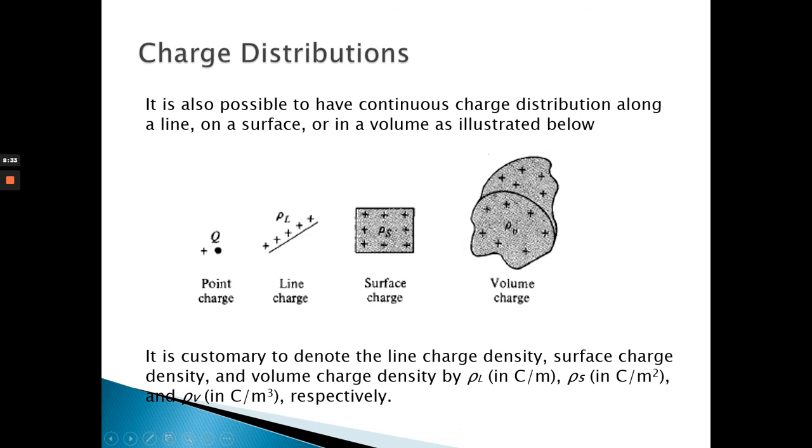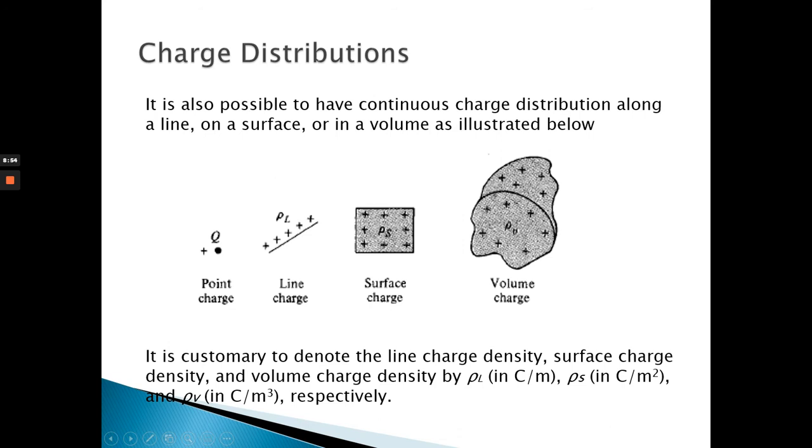For these, there are different charge densities. This one is only called coulomb, right? But this is called coulomb per meter. This is called coulomb per meter square, and this is called coulomb per meter cube, the volume. This one we call rho. Don't confuse it with the cylindrical coordinate system rho. Rho L and rho are two different things.